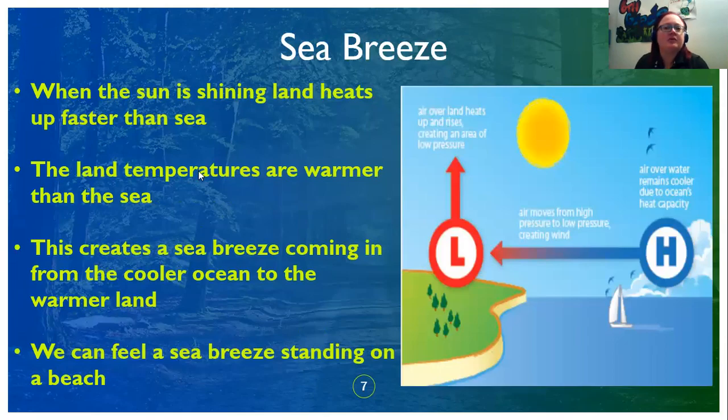So a review of sea breeze. When the sun is shining, land heats up faster than the sea. The land temperatures are warmer than the sea. This creates a sea breeze coming in from the cooler ocean to the warmer land, and we can feel the sea breeze standing on the beach. So if you're standing at the beach, you can feel the sea breeze. But if you're camping and there's a lake, you could feel the breeze from the lake, which would also be a lake breeze.